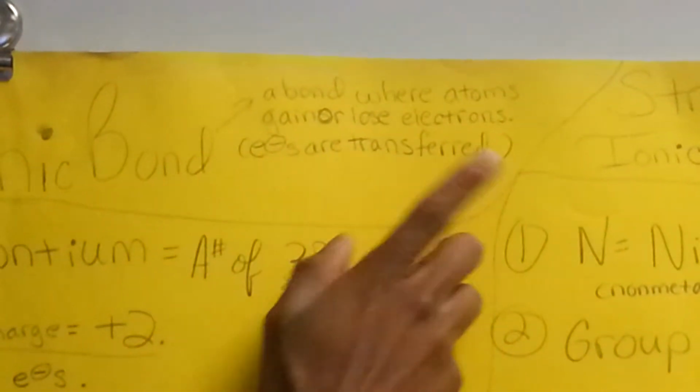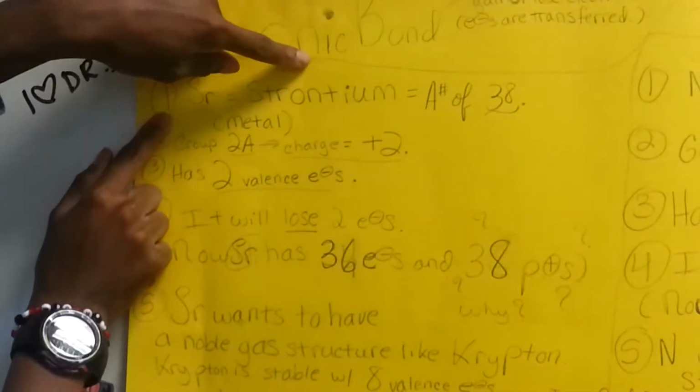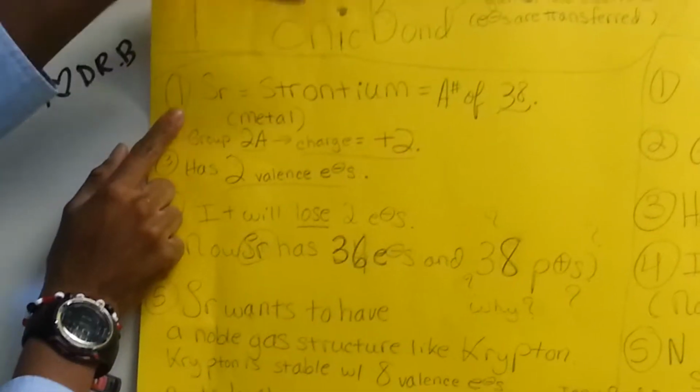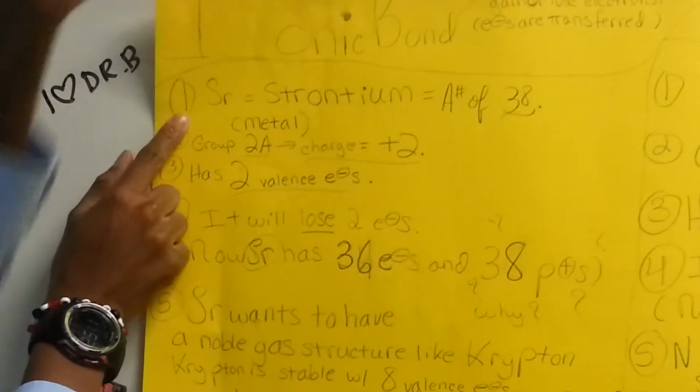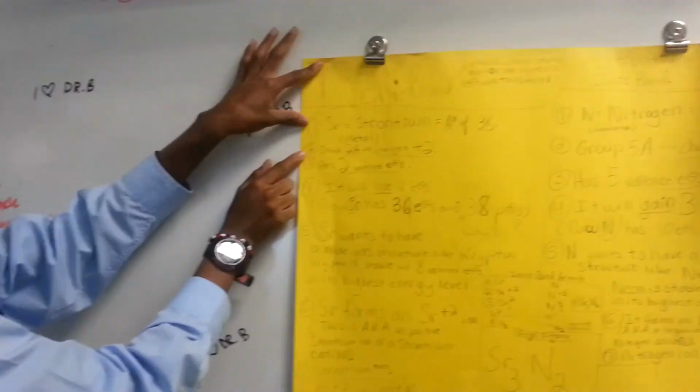Ionic bond. A bond is where atoms gain or lose electrons, or electrons are transferred. Step 1. Sr is strontium. Strontium has an atomic number of 38. It is an element on the periodic table. It is a metal.